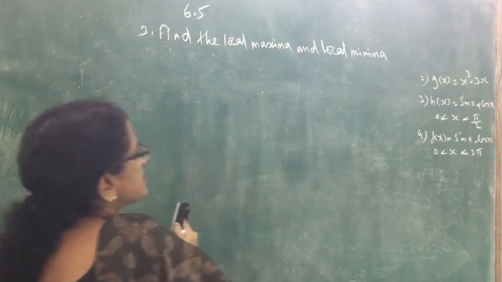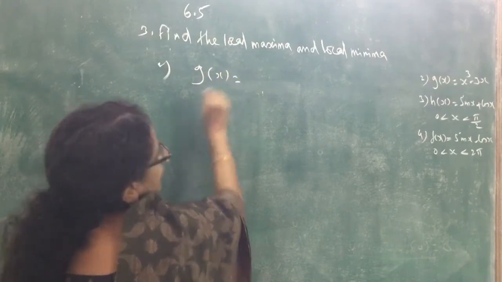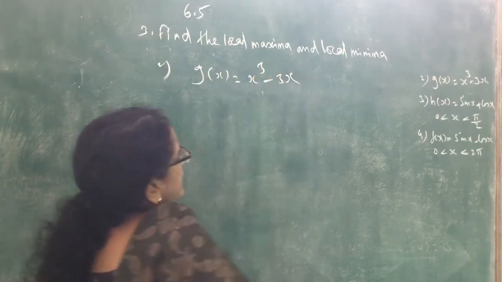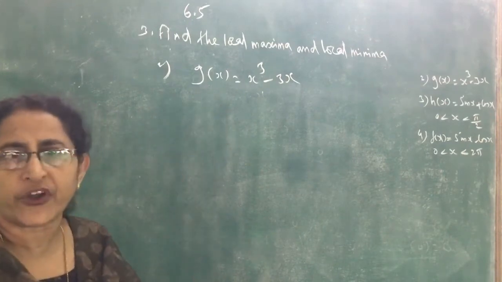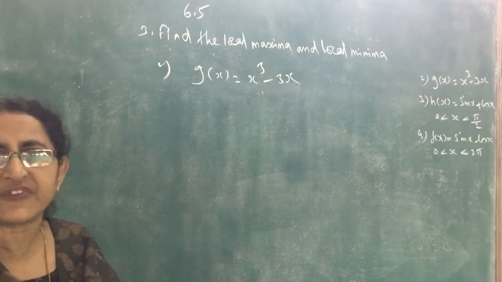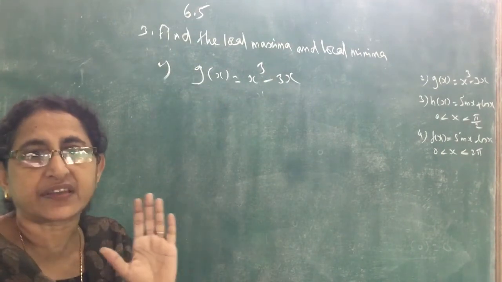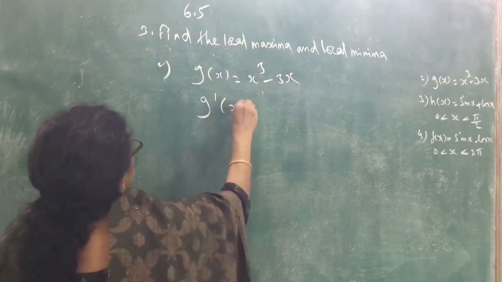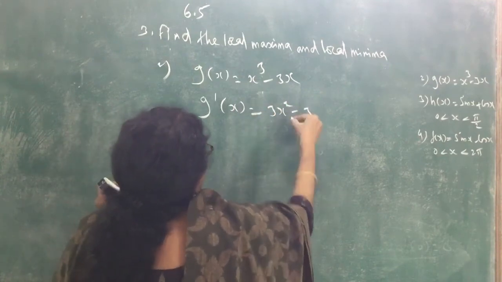Now second question, g of x equal to x cube minus 3x. Here also we have to find the point of local maxima and local minima, if any. This is the method. First we have to find the first derivative. So g dash x equal to 3x square minus 3.